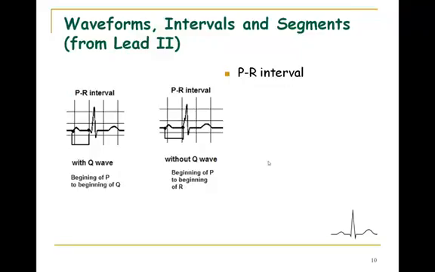If you have a PR interval greater than 0.21 seconds, they refer to that as a first-degree AV nodal block or first-degree AV junction block. In the lecture on arrhythmias, we'll go over some other things that are also called AV nodal blocks, but this is an example of a first-degree AV nodal block.